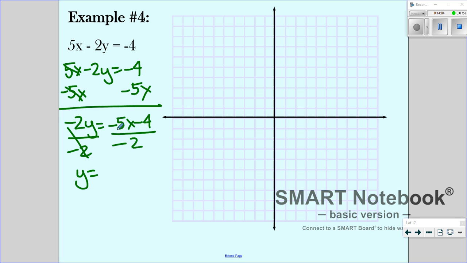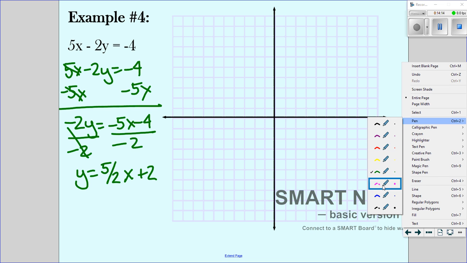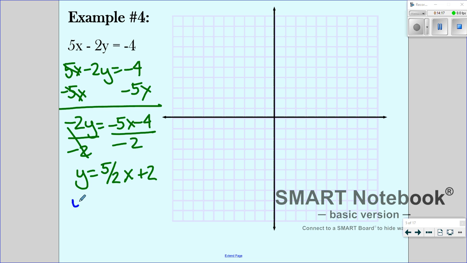So negative 5 divided by negative 2 gives me 5 over 2 x, and negative 4 divided by negative 2 is positive 2. I'm going to put y equals mx plus b so you know that we've turned it into slope-intercept form. Our m is 5 over 2, and our b is positive 2, or 2. Remember, the slope is always the number next to the x. The b is the number that stands alone.